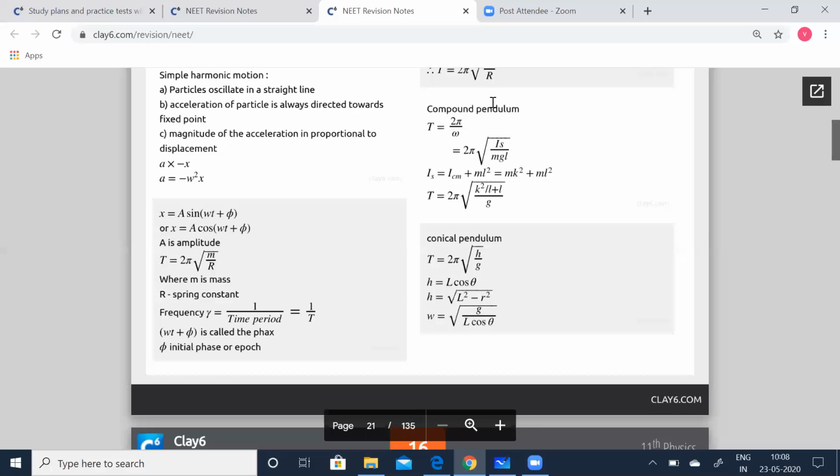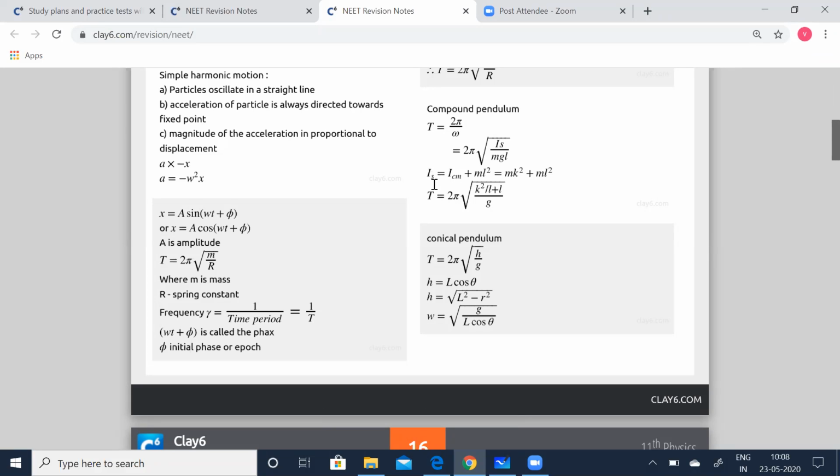A compound pendulum. The time period for a compound pendulum is equal to 2 pi by omega, which is equal to 2 pi root of I by mgl, where I is the moment of inertia.